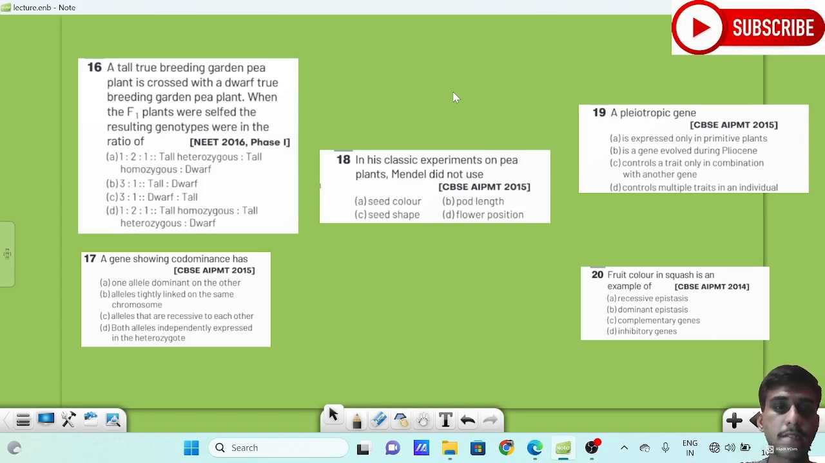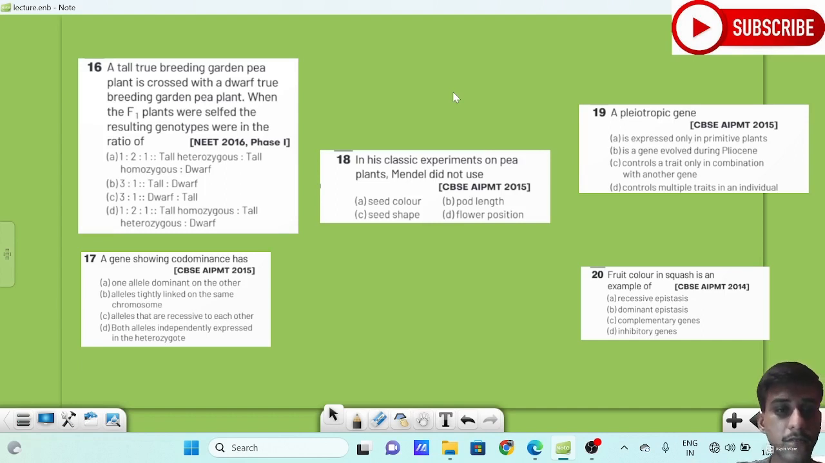Then the question is asking what happens when the F1 is selfed and the resulting genotype in the F2. We know that the resulting genotype in F2 is 1:2:1, which is the genotype, and the phenotype is 3:1, tall to dwarf. So 1:2:1, we know that 1 indicates the tall homozygous, 2 indicates the heterozygous form, and the other one is the dwarf. So the option number D, option D.